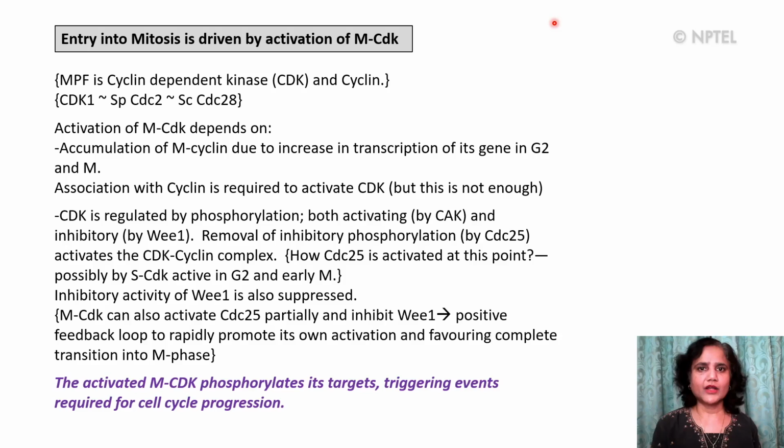mCDK, along with some other mitotic kinases, phosphorylates a variety of proteins, leading to the assembly of the mitotic spindle and the attachment of sister-chromatid pairs to the spindle microtubules. These phosphorylation events also trigger chromosome condensation and aspects of chromosome reorganization, the nuclear envelope breakdown, and also cytoskeletal rearrangements, all of which are important events in mitosis.